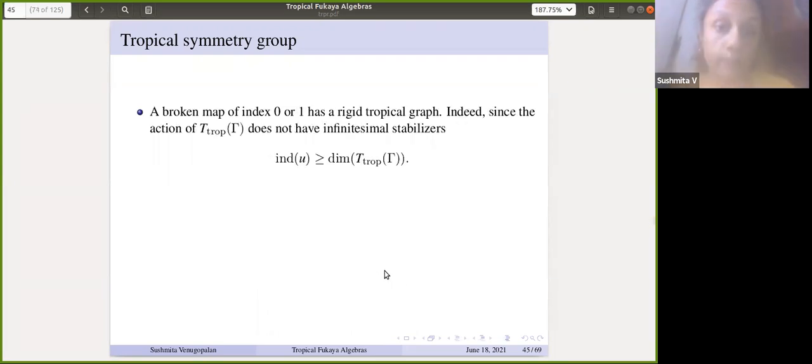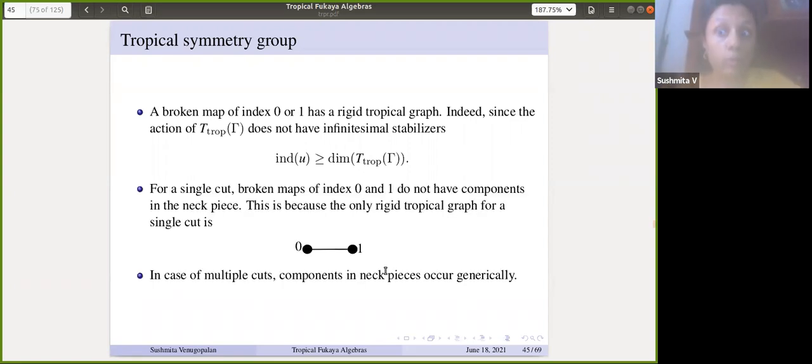And why this is an important remark is that the action of the tropical symmetry group does not have infinitesimal stabilizers. As a result, if you're looking for small index maps, they are going to be rigid. A broken map of index 0 or 1 has a rigid tropical graph, because even a single infinitesimal generator would give you at least a two-dimensional moduli space. So therefore, if the index is 0 or 1, it's guaranteed that the tropical graph is going to be a rigid one.